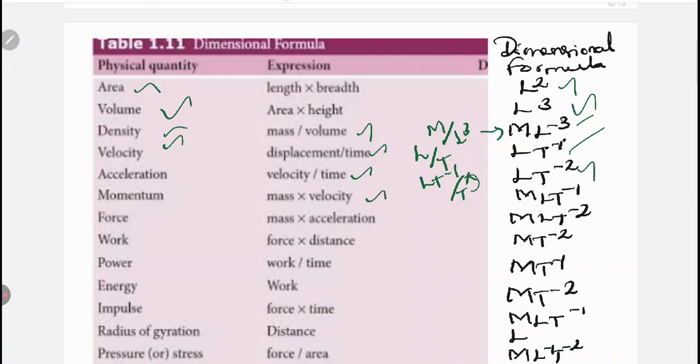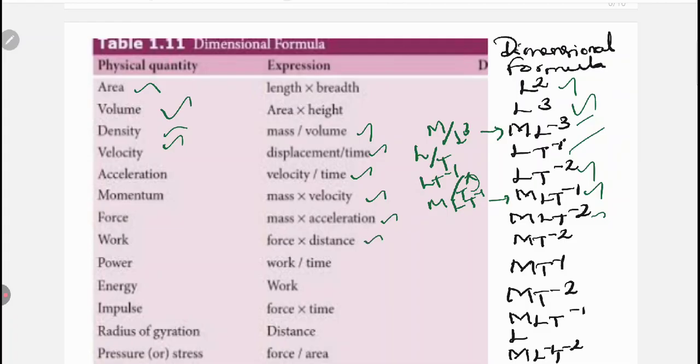And for momentum, mass into velocity. Mass is mentioned as M, and velocity, already you know, L by T. So M L T raised to minus 1. That is what is mentioned here. And for force, it is mass into acceleration. Acceleration, already you know, so M L T raised to minus 2.